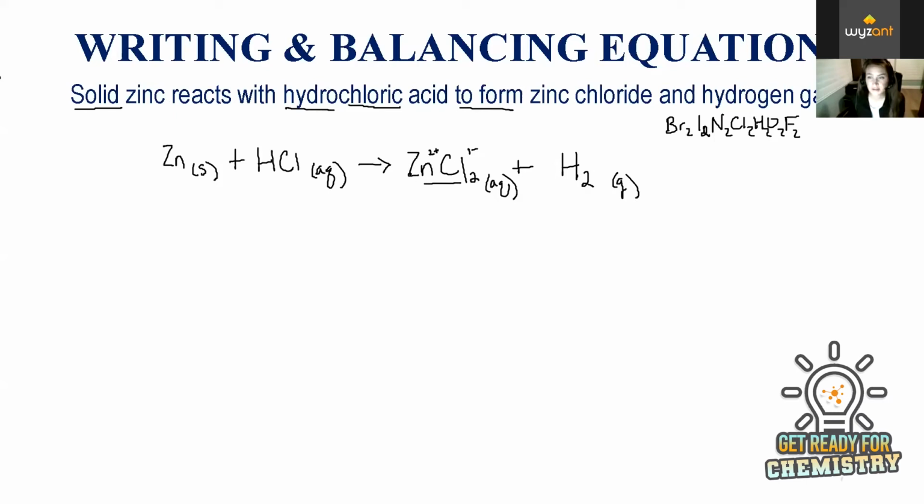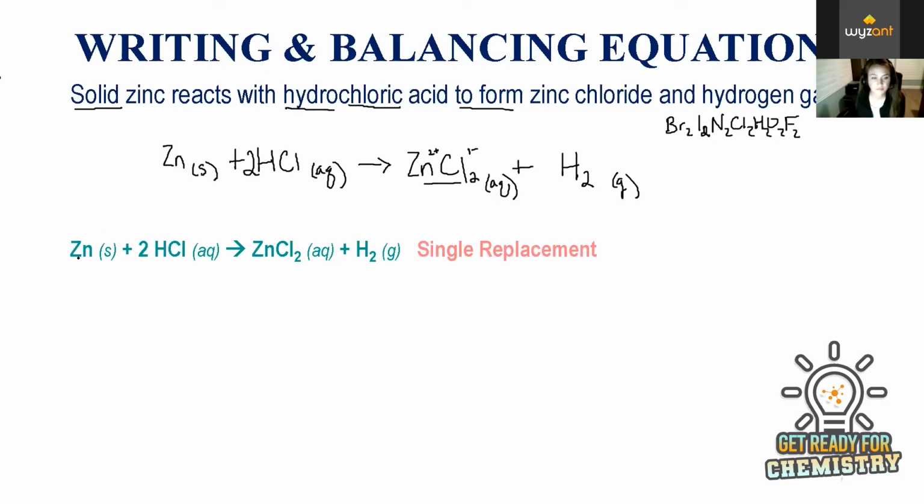So I start here and I say, okay, well there's 1 zinc and 2 Cl's, but over here there's only 1 Cl. So I know I'm going to have to put a 2 here to make 2 Cl's. But now I've just changed my H as well. So now I have 2 H's. So I'm going to check back over here. Oh, that balances out. There's 2 H's there. And then my zincs are good. So now I'm good. I've balanced this equation.